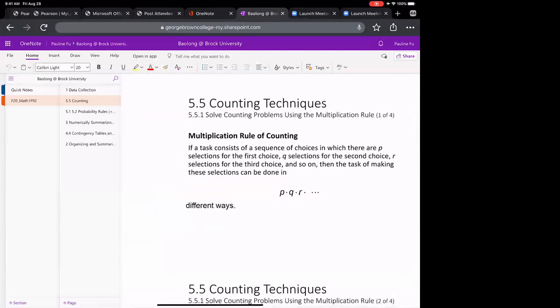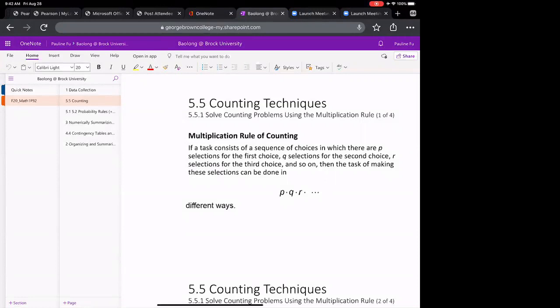So first, let's look at the multiplication rule of counting. If a task consists of a sequence of choices in which there are P selections for the first choice, Q selections for the second choice, R selections for the third choice, and so on, then the task of making these selections can be done in how many ways? P times Q times R, etc.